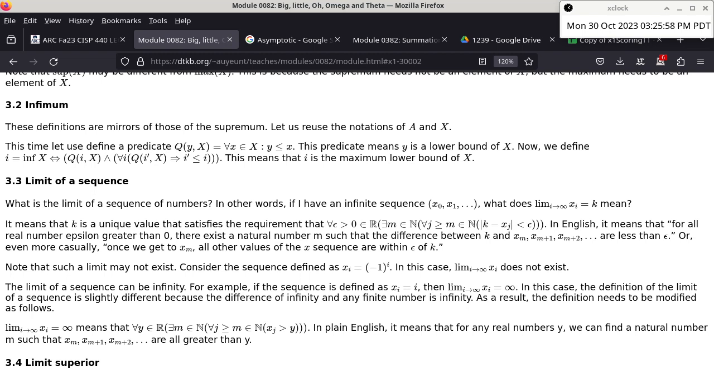So the long way of saying this is: for every epsilon that is greater than zero, epsilon being a real number, there has to exist an m such that for all x of j, where j is greater than or equal to m, the absolute value of the difference between k, which is the limit, minus x of j has to be less than epsilon. Is that okay so far? I mean, conceptually, is it okay?